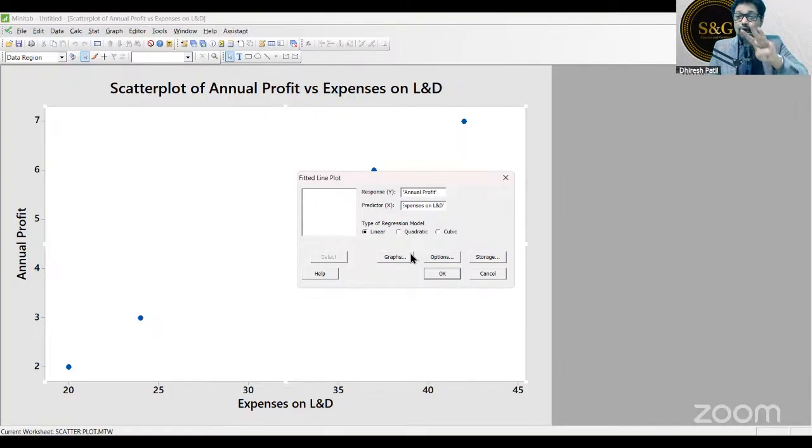Now there are three options given: linear, quadratic, and cubic. In the basic green belt level, we only cover the linear part of it. Quadratic and cubic we will cover in the black belt level, which is an advanced level. So we'll cover the linear one. By default, linear is selected. Don't do anything else, just click on OK.